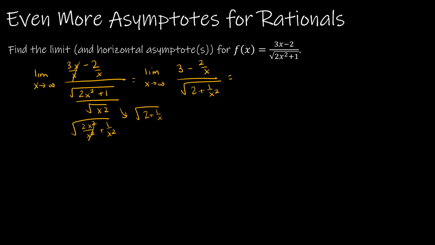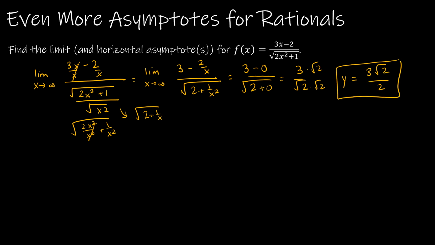Now I can find the limit. The limit of 3 is 3. The limit of 2 over x is 0. And the limit of 2 is 2. And the limit of 1 over x squared is 0. So I have 3 divided by radical 2. That's my limit, which if I'm going to write it as a horizontal asymptote, I would likely rationalize the denominator to get y is equal to 3 radical 2 over 2. So this is my horizontal asymptote.